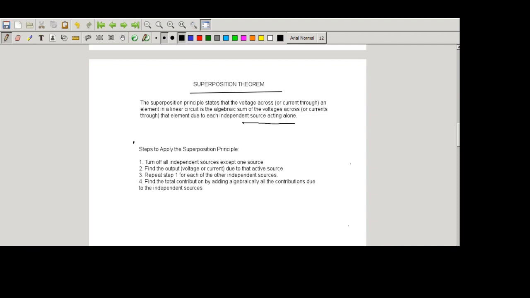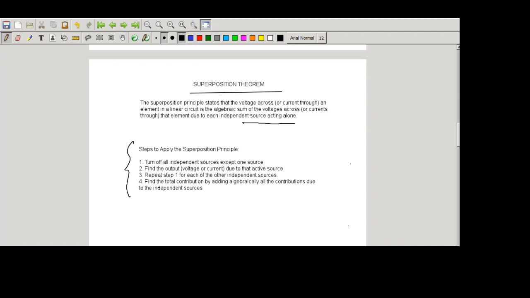Now we use a few steps to simplify the circuit using the superposition theorem. What is the first step? First step, turn off all independent sources except one source. Suppose the circuit has two or more sources; we keep one source on and turn off the other sources. Find the output voltage or current due to the active source, and repeat this for each independent source. Now I will discuss a few problems, then it will be clearer what the superposition theorem is.